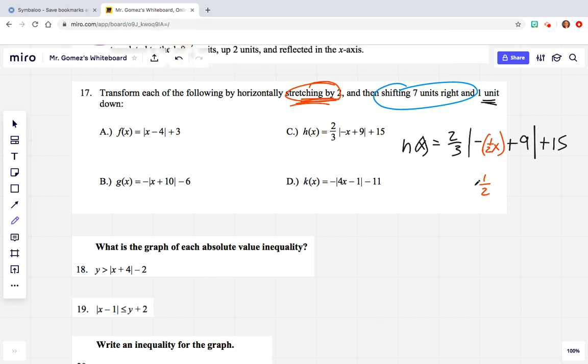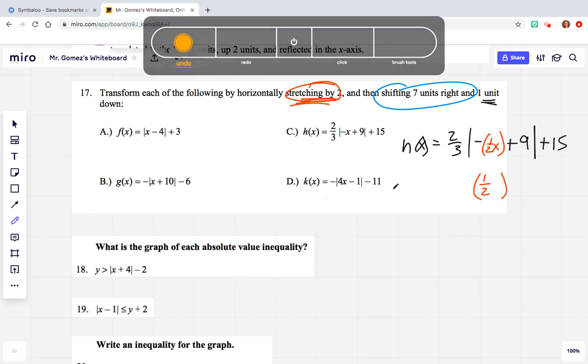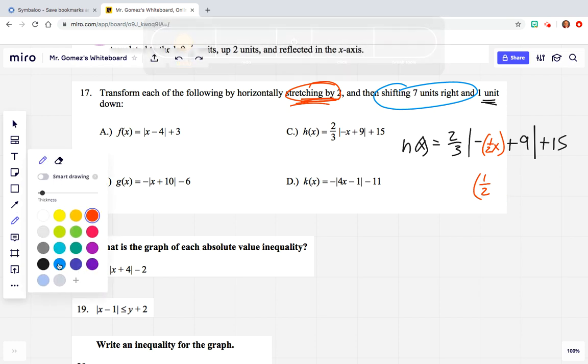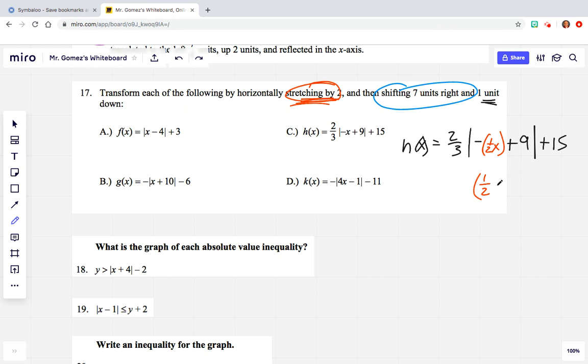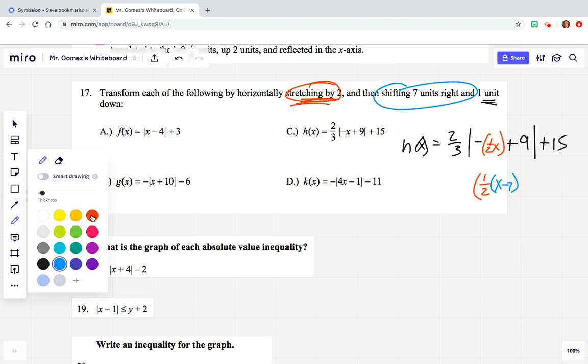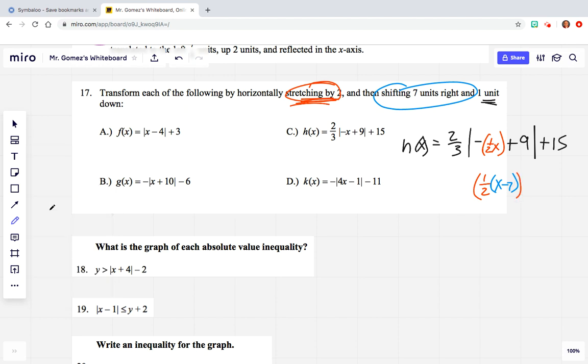So we have 1/2 still here, and where x used to be, we're now going to shift 7 units to the right. I'll close out the x from the step before, and then everything else still remains the same. Plus 9, or sorry, a negative, and then plus 9, and then 2/3, and then finally the plus 15 on the outside. And then last but not least, 1 unit down, let's do that in orange.